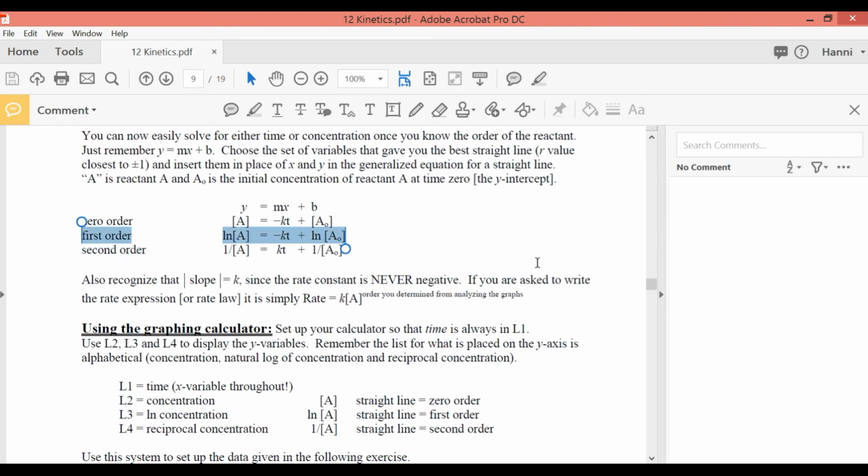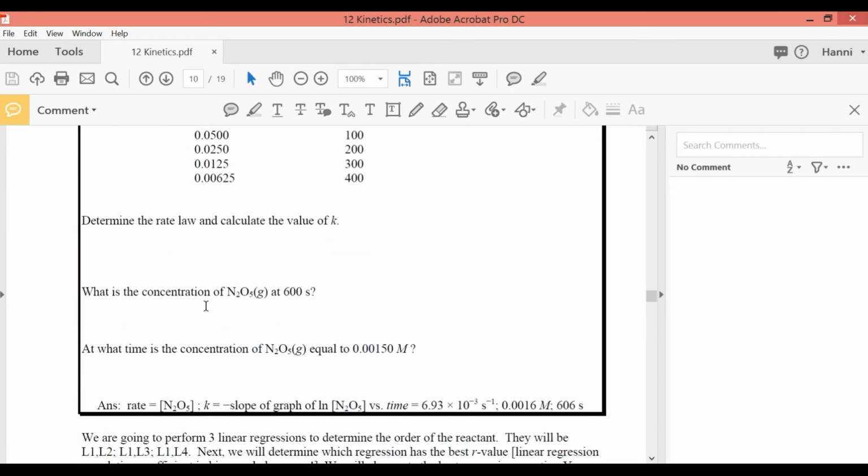So when you take the natural log of those concentrations, of those data points, and it gives you almost a perfectly straight line, that means you have a first order reaction. If it gave us an almost perfectly straight line, just normal, that means we had a zero order reaction. If it gave us a perfectly straight line for the reciprocal of those data points, that'd be a second order. So in this case, we have a first order equation.